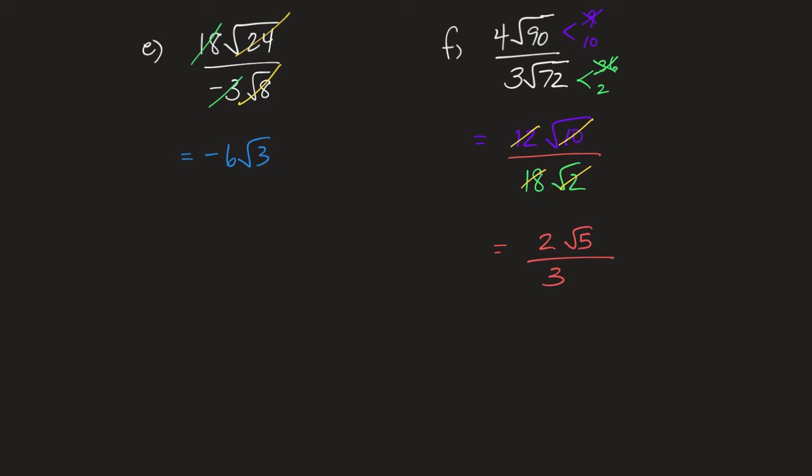So you can tell me 2 root 5 over 3, or you can tell me 2/3 root 5. I have a feeling more people are going to be comfortable with that first option. There we go. Hopefully we match up, and we're starting to get more comfortable at dividing some radicals. Okay, we're going to keep our practice going.